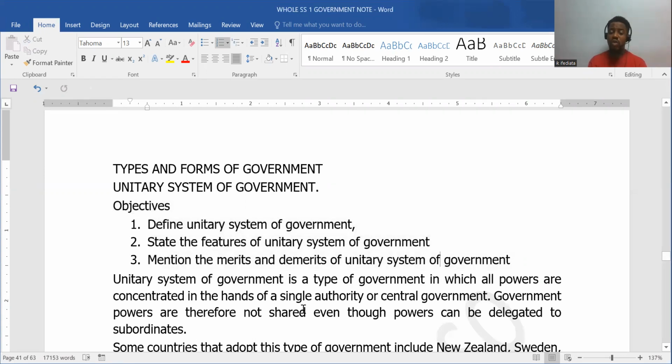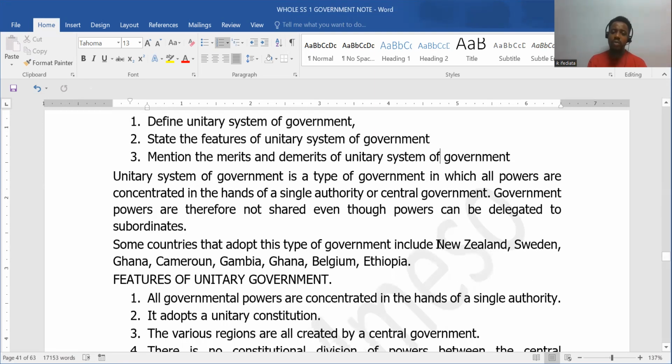So a unitary system of government is that type of government in which political power is not shared. It resides with the central government. Take note of that. That's why we call it unitary. Units, right? Governmental powers are therefore not shared, even though powers can be delegated, right? They can delegate power to government agencies, but they can't share powers to the point where these agencies are capable of making decisions on their own.